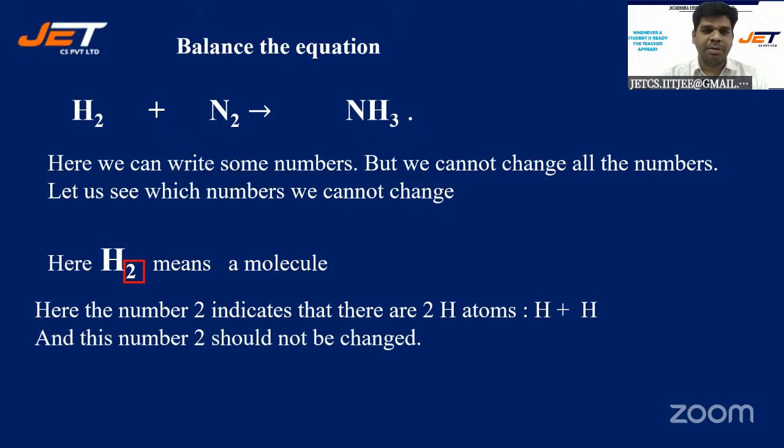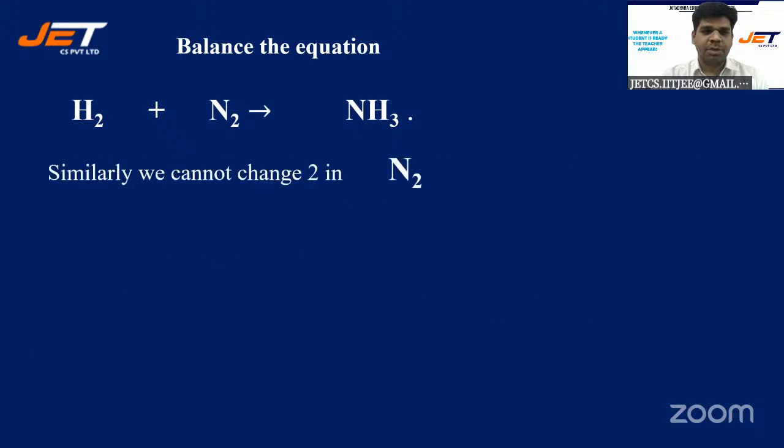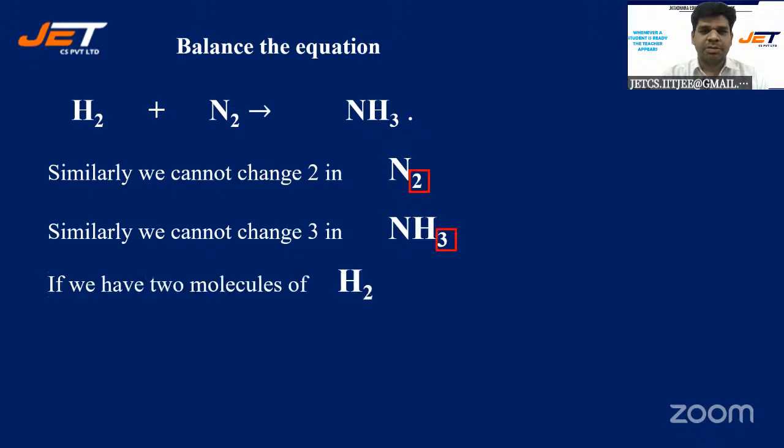Similarly, we cannot change 2 in the N2 as well. That represents 2 atoms of nitrogen in the nitrogen molecule. Similarly, 3 in the NH3 we cannot change. Now, suppose we have got 2 molecules of H2. We write it as 2H2.